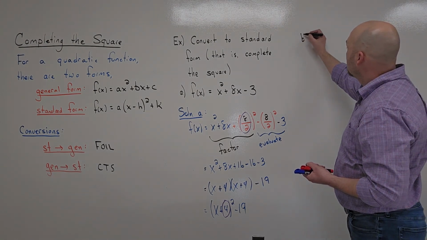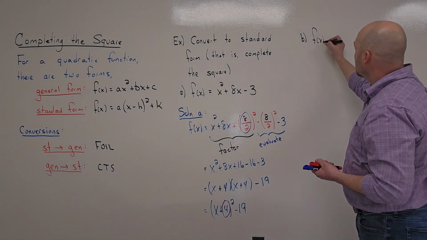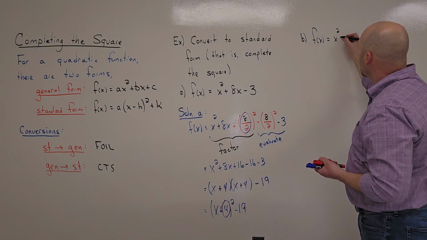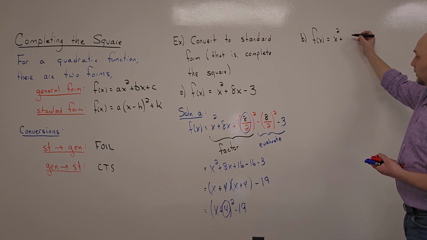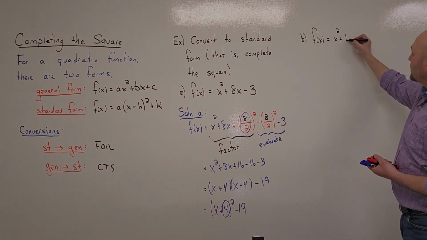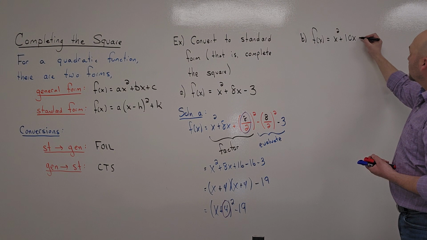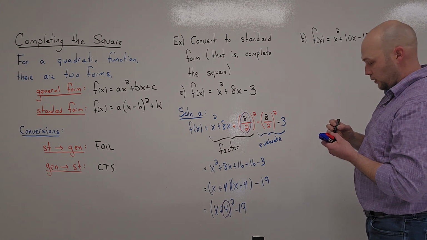Part B, let's say I've got f of x is equal to x squared plus 10x minus 15. All right, solution for B.